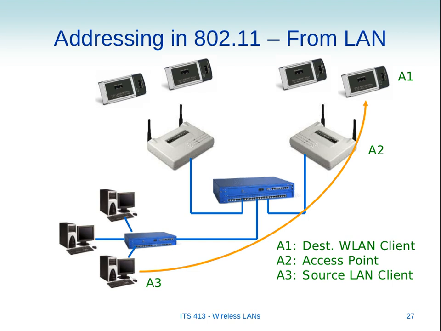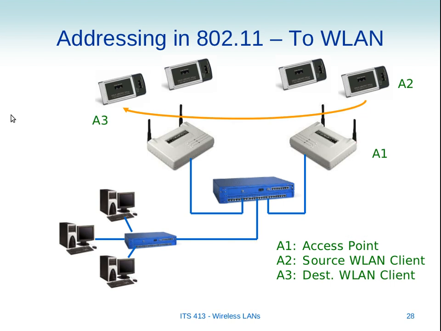All MAC addresses. One final case, laptop to laptop, mobile or client to client on the wireless LAN. Immediate destination, immediate source, final destination, the client here. The fact that it's another wireless LAN device compared to an Ethernet device makes no difference there.